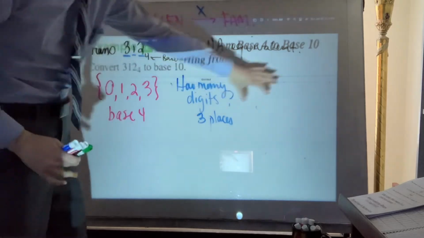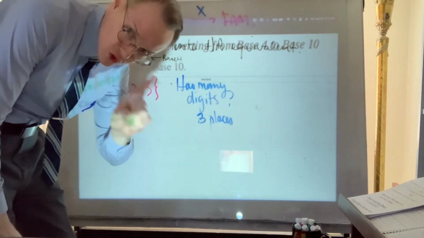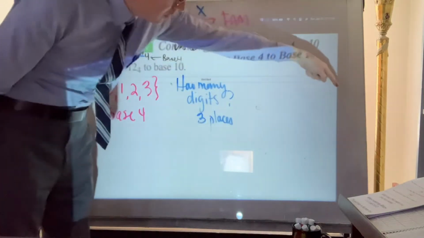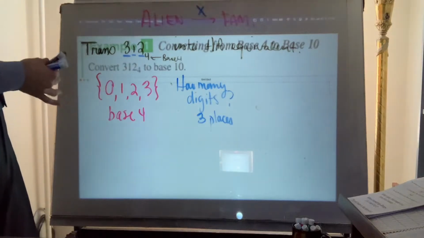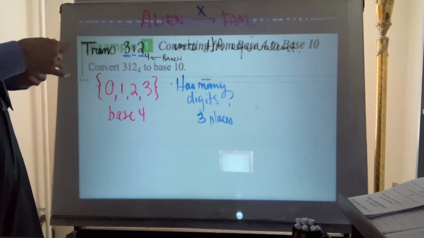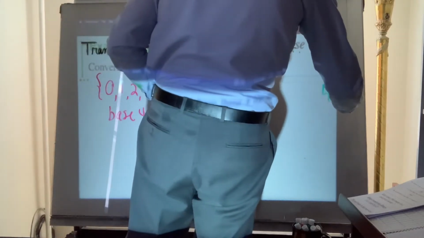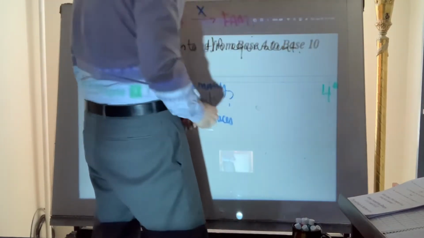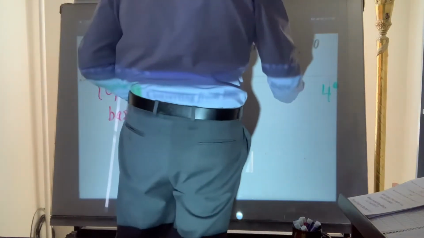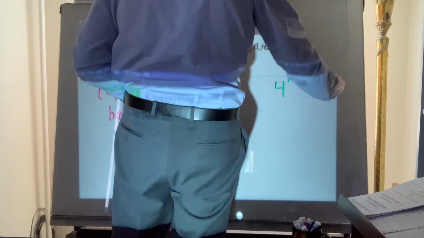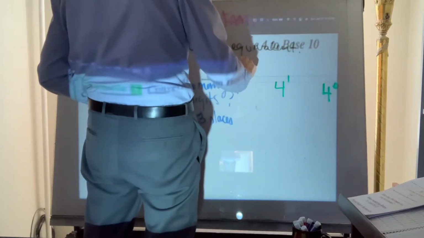So now what we should do is write out the base starting from the 0th power from right to left. That's always hard for a Westerner, right? Because we're not used to writing in that direction, but we can do it. All right. This is 4 to the 0. 4 to the 1st, that's much better. And 4 to the 2nd.